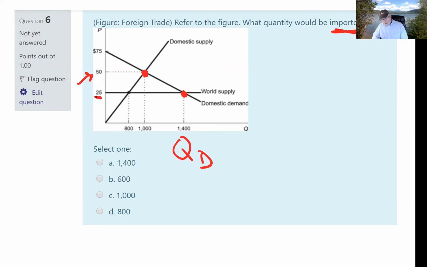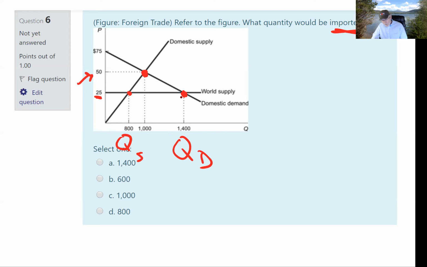So at the price of $25, how much are American producers willing to supply? Well, we just read over to their supply curve. American producers, domestic production, it's going to be right here, 800. So American producers are producing 800. American consumers want 1,400. So since consumers want to buy 600 more than American producers are willing to supply, where does it come from? Well, it comes from foreign producers.